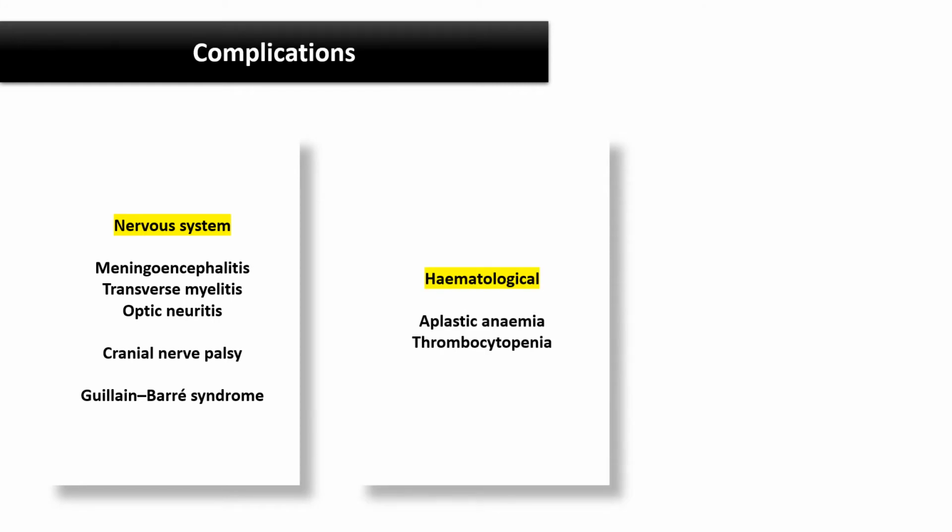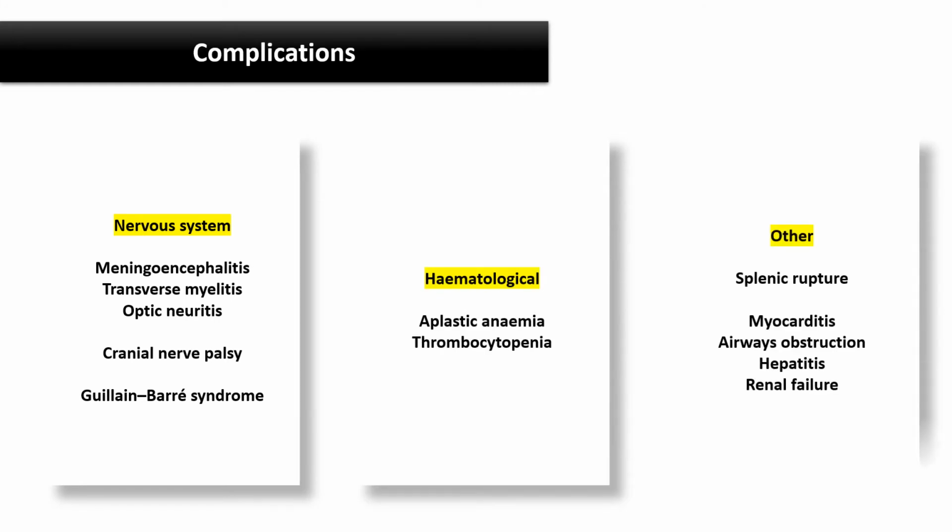Hematological complications are anemia and thrombocytopenia. Amongst other organs, the most important perhaps is splenomegaly, which may result in splenic rupture. You may need to ask a patient not to be involved in sports for 4 weeks to avoid this. It can also cause inflammation of the heart, airway, liver, and kidney.